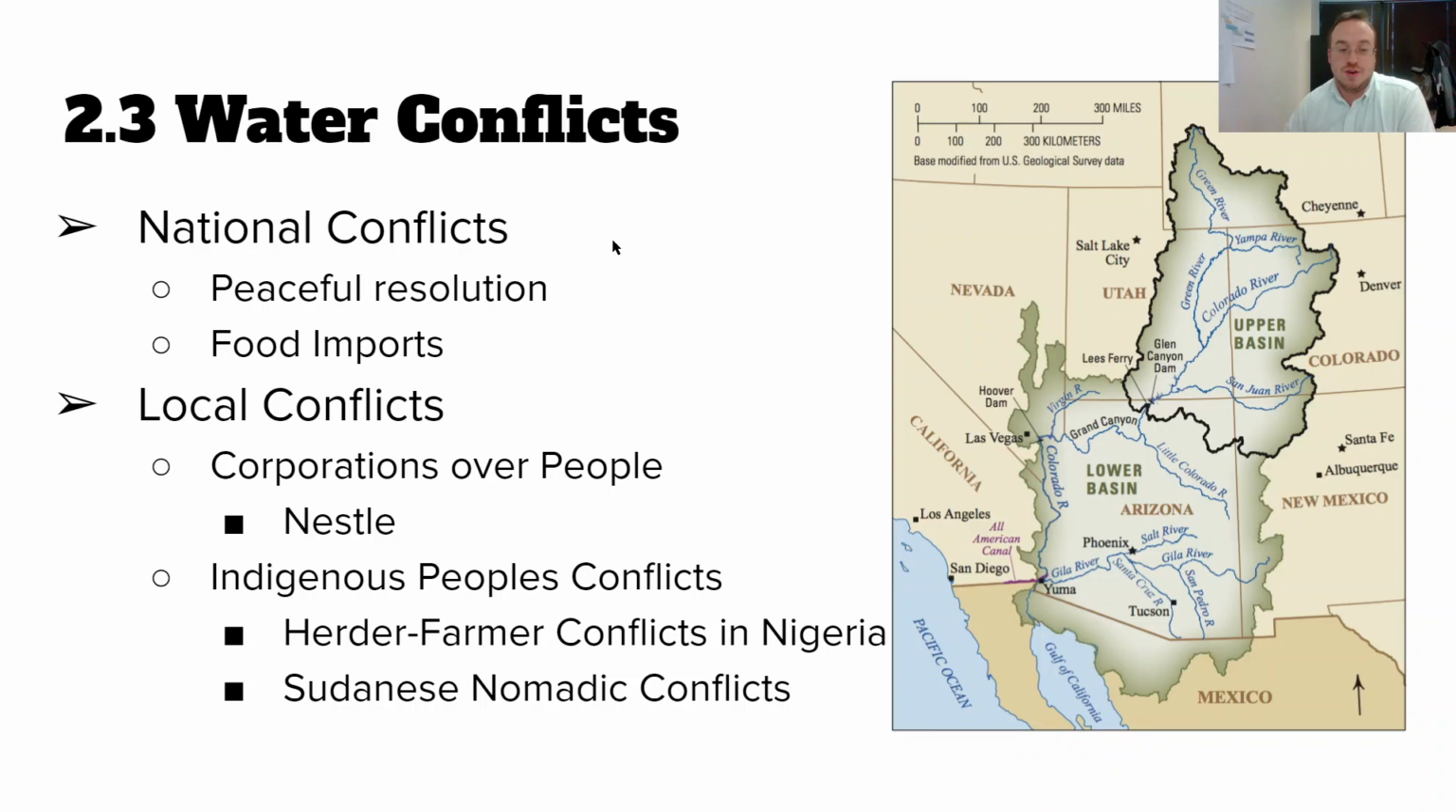Other places could have water. Now, if we shift that and look at a smaller scale, a local or regional, we start to see that corporations tend to fare better than people when water rights are concerned.